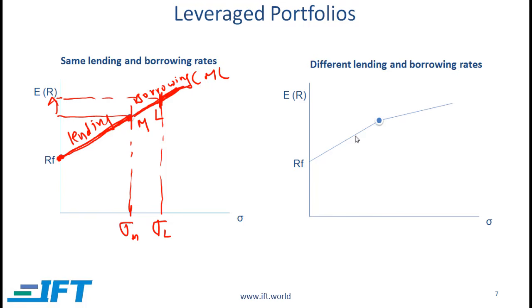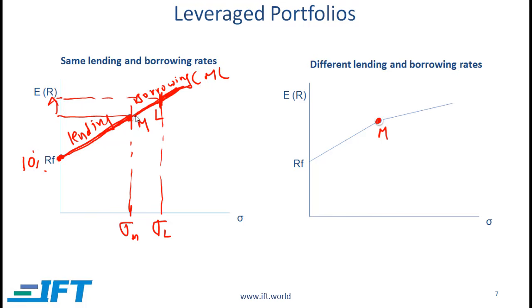On the right hand side, we look at a leveraged portfolio where the borrowing rate is different from the risk-free rate. This point represents the market again, but now let's say that our borrowing rate is higher than the risk-free rate. And just to use numbers, assume that we are continuing with the example we discussed on the previous page where the risk-free rate is 10%.